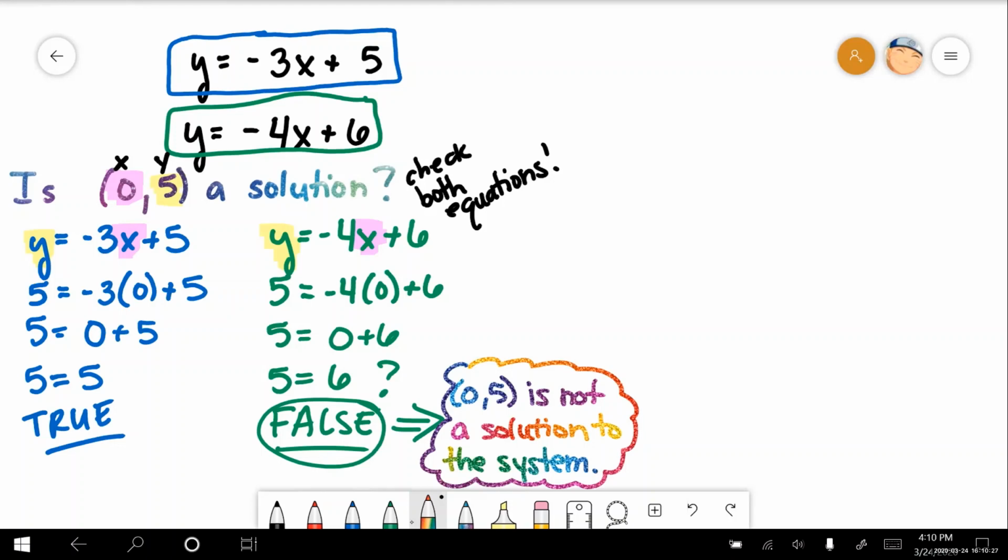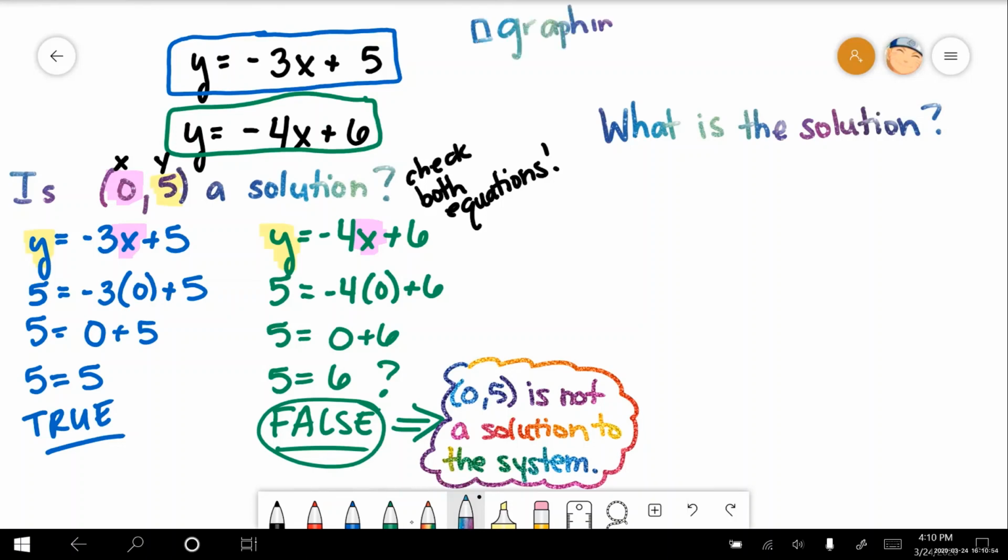Now let's go ahead and see, well, if this is not a solution, then what is the solution? Another part of your homework will ask you, what is the solution, or how many solutions will I have for this system? Now, in the future, we're going to have 3 different ways of doing this. Right now, we found out one way. We've got a graphing method.